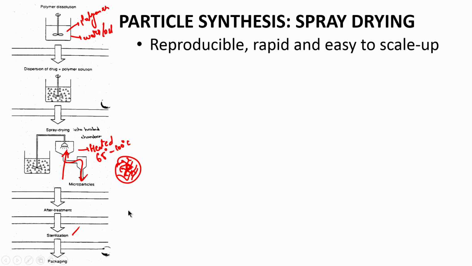So some of the advantages here are that this is fairly reproducible, rapid and easy to scale up. Since it is a continuous process, you can continue to spray things in the chamber and continue to blow the heated air through it, and you will have a continuous process, and usually the scale up for a continuous process is always preferable and higher than, let us say, a batch process.